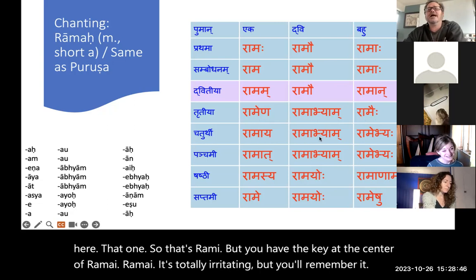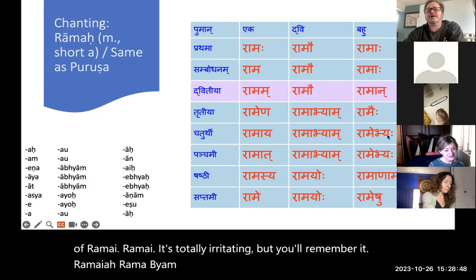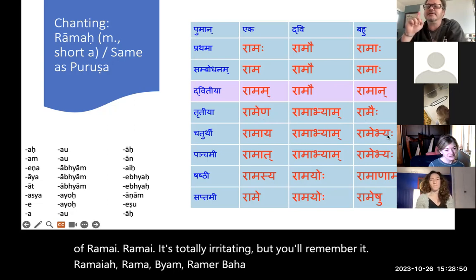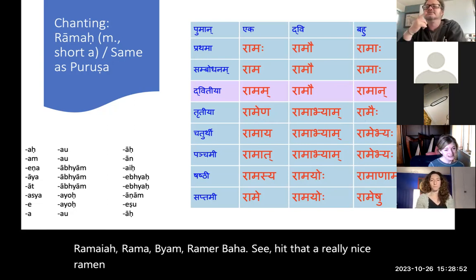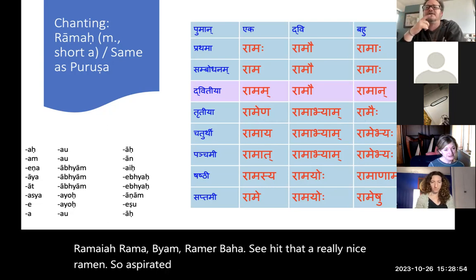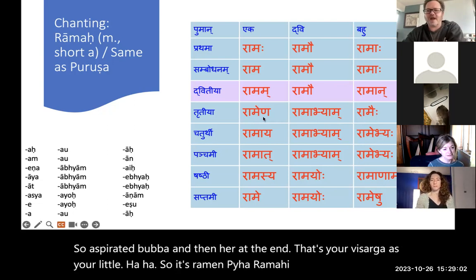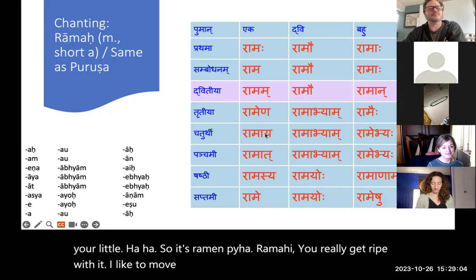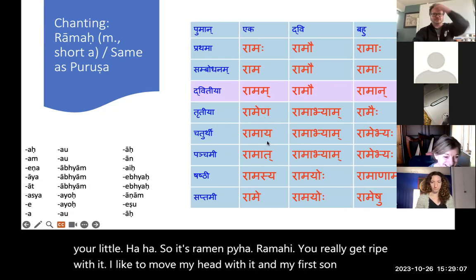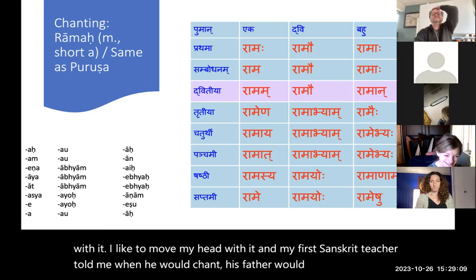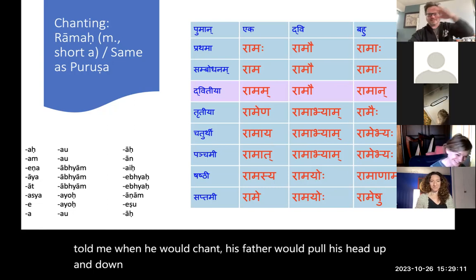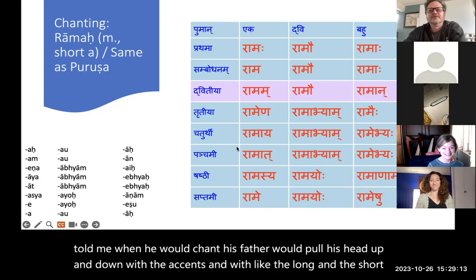Ramaya, Ramabhyam, Ramebhyaha. See, you hit that a really nice. Ramebhya, so aspirated, bhya, and then ha at the end. That's your visarga, your little ha. So it's Ramebhyaha, Ramaihi. You really get ripe with it. I like to move my head with it. My first Sanskrit teacher told me when he would chant, his father would pull his head up and down with the accents and with the long and the short vowels.